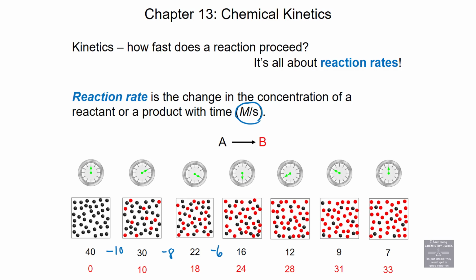I think I did that math correct. We lost 4, we lost 3, we lost 2. Can you see that the number of particles that are changing is getting smaller? I hope so. But the number of tick marks on our little timer is the same every time. It's 2 little tick marks every time. So the exact same amount of time has passed every snapshot, but we lost more molecules of black stuff in the beginning than we did toward the end.